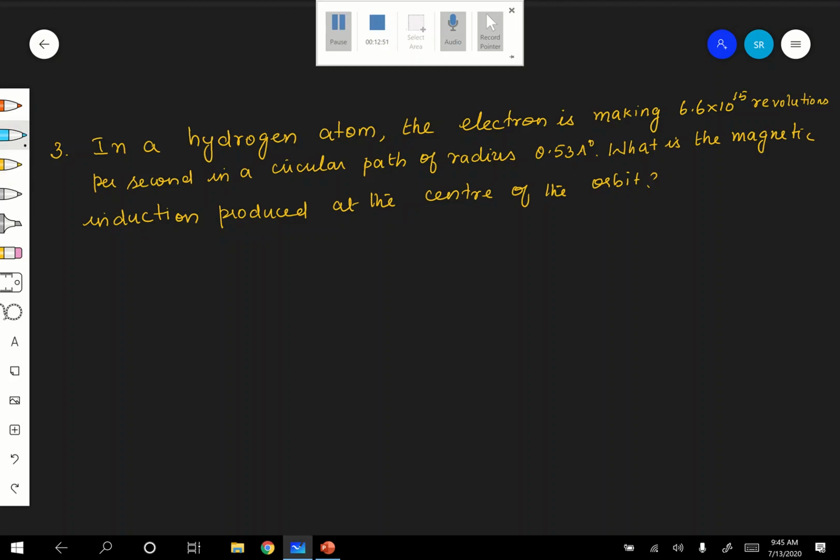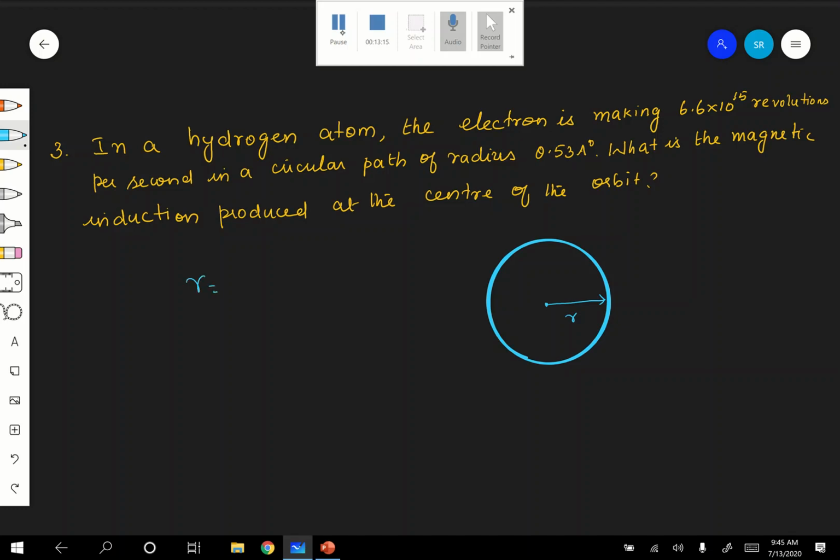Very simple. See, what is that? See here, the hydrogen atom electron is making so many revolutions. Therefore, it is given in a circular orbit. Consider it as a circular orbit. Okay, and here what is the radius here? The radius here is r.